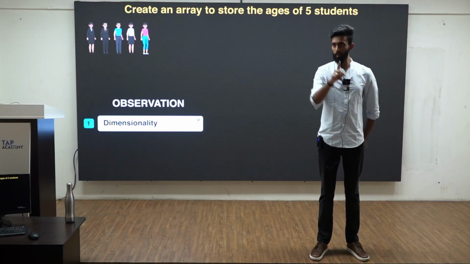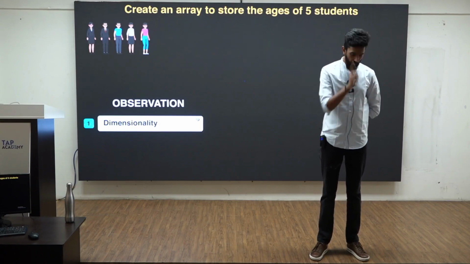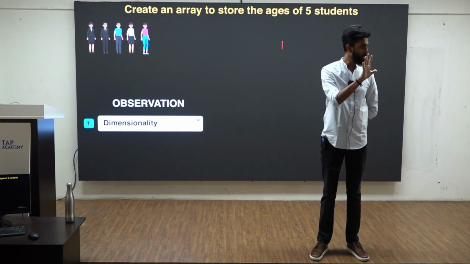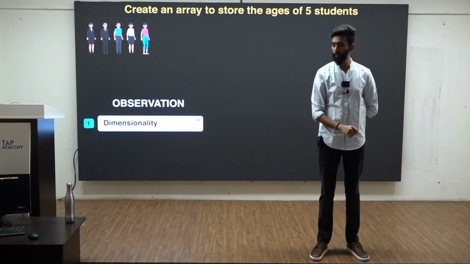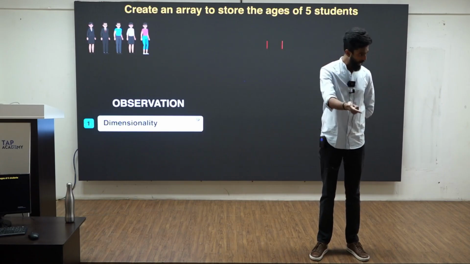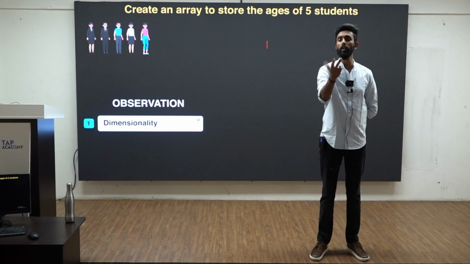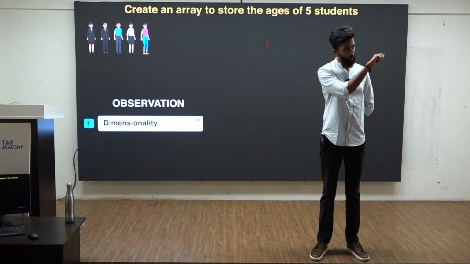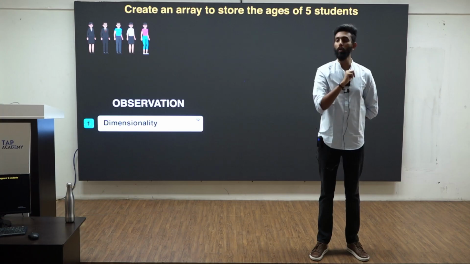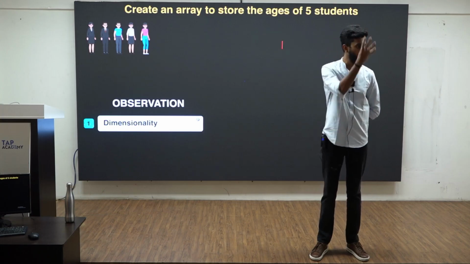Yes? Imagine there are 2 centers. Every center has 2 classrooms. Every classroom has 5 students. Now if you want age, what is the first one? Which center? Next, which class? Next, which student? What is it? 3 dimensions. 2 states. In each state, 2 centers. In each center, 2 classrooms. In each classroom, 5 students. 4 dimensions.